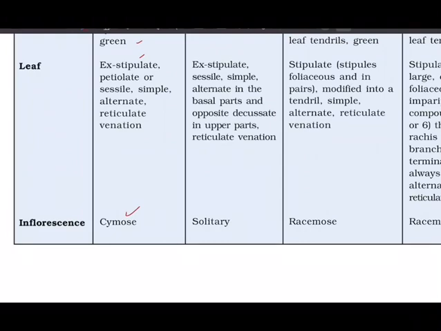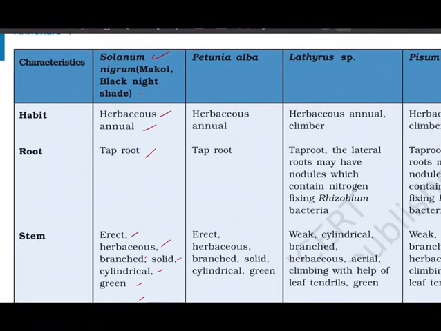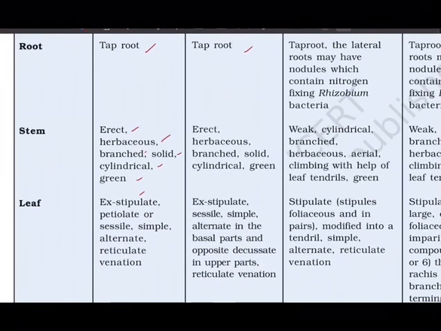And similarly, of course, you can also talk about the next one, Petunia also. This is also the same. It belongs to Solanaceae. So herbaceous, annual, taproot, erect, herbaceous, branched, solid, cylindrical and green.